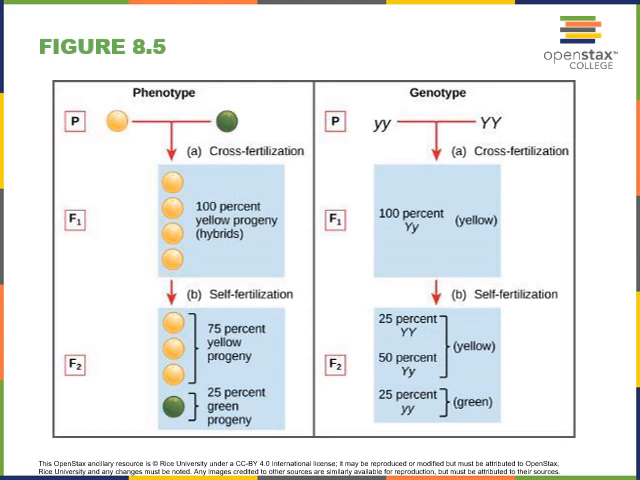Because the heterozygous as well as the homozygous dominant individuals both express the dominant trait, this gave us 75% that had the dominant yellow seed color, or 3 out of 4, and 25% that had the recessive green color trait, or 1 out of 4. And so this characteristic 3-to-1 phenotype ratio is seen in the F2 generation, and a 1-to-2-to-1 genotype ratio of homozygous dominant, heterozygous, and homozygous recessive was seen in the F2 generation.